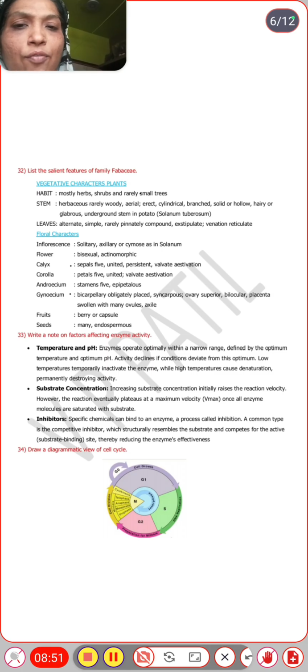Write a note on factors affecting enzyme activity. First one is temperature and pH. Okay, second substrate concentration, third inhibitor. These 3 are the factors that affect the enzyme's activity.